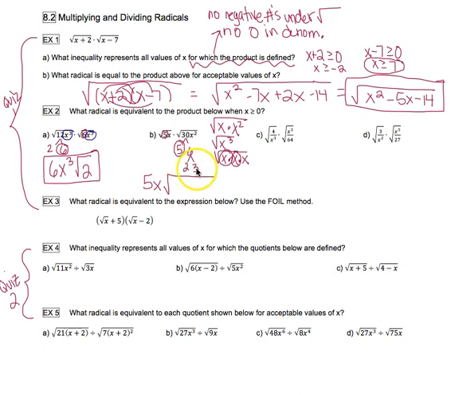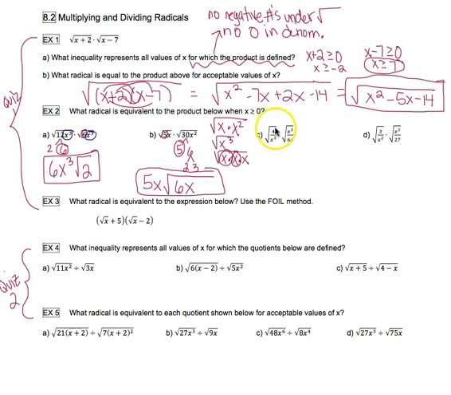Here, the 2 and the 3 don't get to come, so 2 times 3 is 6, and this x doesn't get to come. So I have a 6x underneath the radical this time. So it's okay when you simplify to still end up with a radical or a variable underneath.